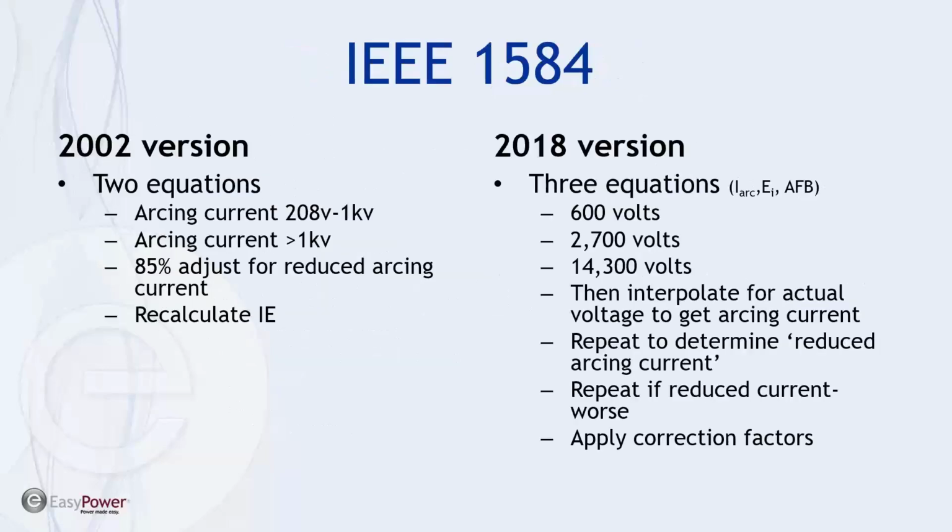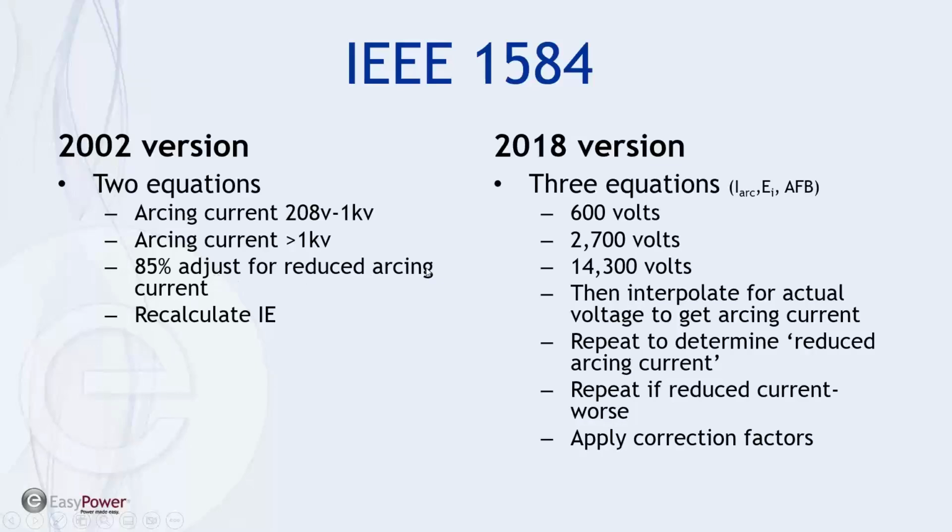So comparing the two, 2002 basically had two equations for voltages in the range of 208 to 1K, and then for anything greater than 1 kilovolt. And that was it. There was some adjustment for reduced arcing current. Again, that was manually applied percentage-wise. And then as a result, it recalculated the incident energy, and the tool would take whichever would be more conservative as a result, meaning the higher incident energy.